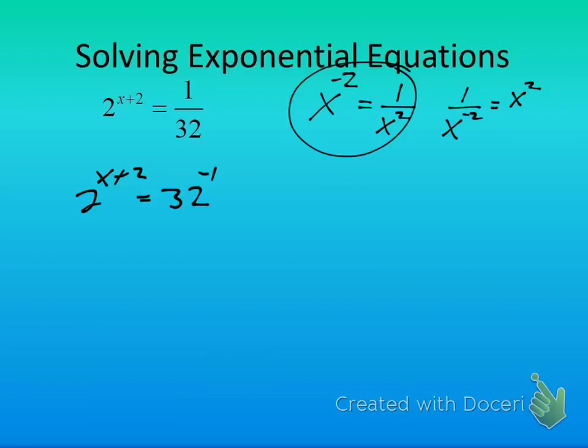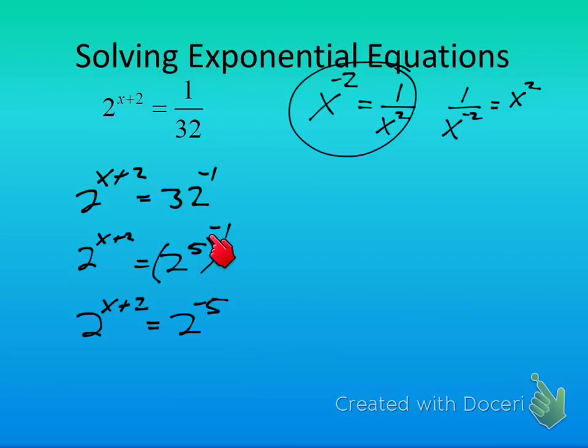Now what do you have to do? Get your bases the same. Good. So it'd be 2 to the x plus 2 equals 2 to the 5th to the negative 1st, which ends up being 2 to the negative 5th. If you want to go straight there, that's fine. I don't necessarily need to see this step right here. Just make sure you can. You got them set up. So x plus 2 equals negative 5, so x equals negative 7.